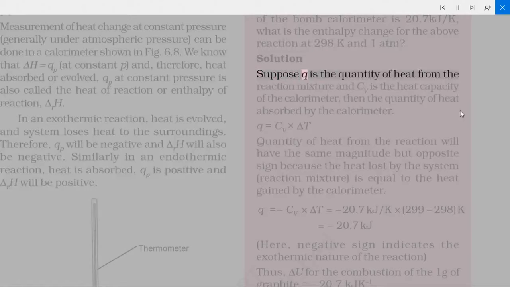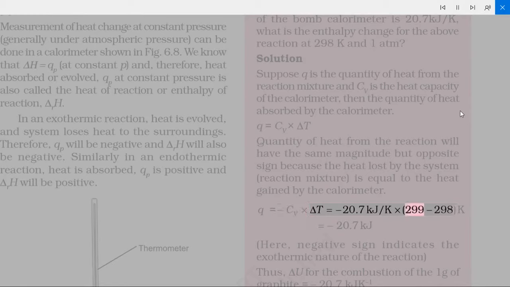Solution. Suppose q is the quantity of heat from the reaction mixture and Cv is the heat capacity of the calorimeter, then the quantity of heat absorbed by the calorimeter, q = Cv × ΔT. The quantity of heat from the reaction will have the same magnitude but opposite sign, because the heat lost by the system, the reaction mixture, is equal to the heat gained by the calorimeter.